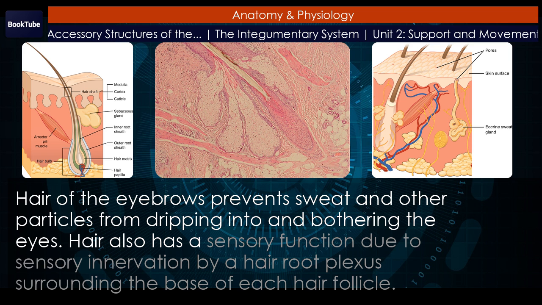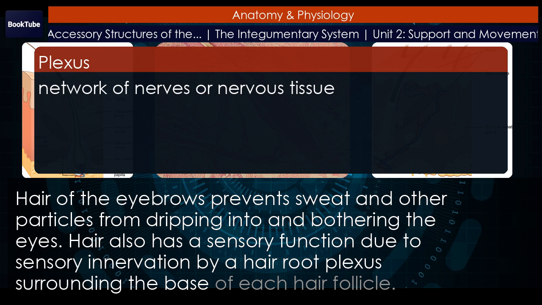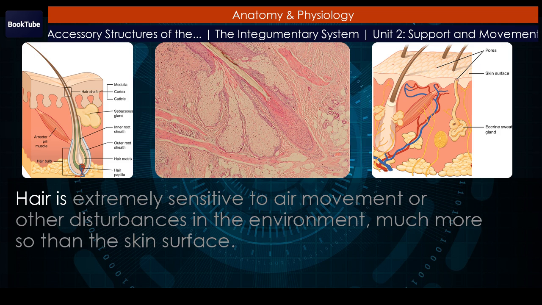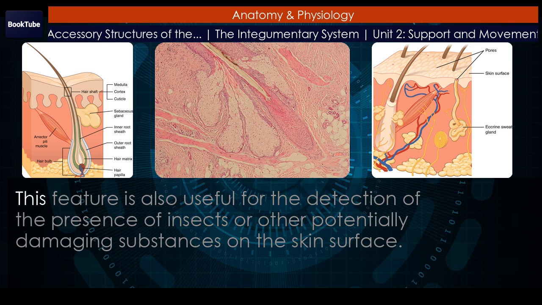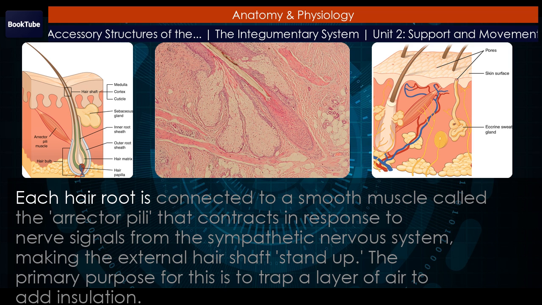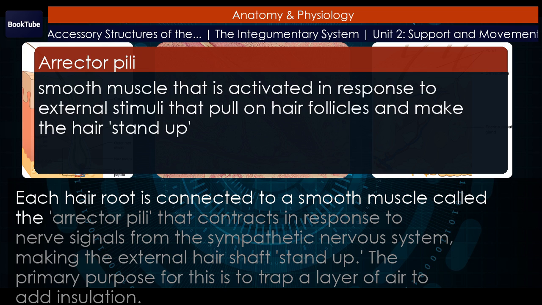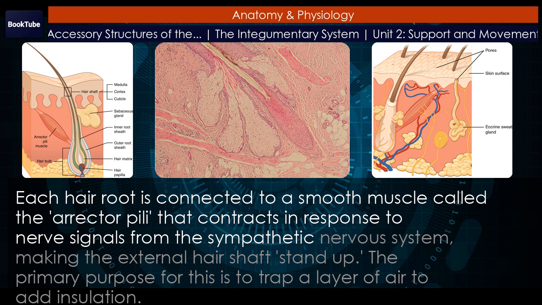Hair also has a sensory function due to sensory innervation by a hair root plexus surrounding the base of each hair follicle. Hair is extremely sensitive to air movement or other disturbances in the environment, much more so than the skin surface. This feature is also useful for the detection of the presence of insects or other potentially damaging substances on the skin surface. Each hair root is connected to a smooth muscle called the erector pili that contracts in response to nerve signals from the sympathetic nervous system, making the external hair shaft stand up.